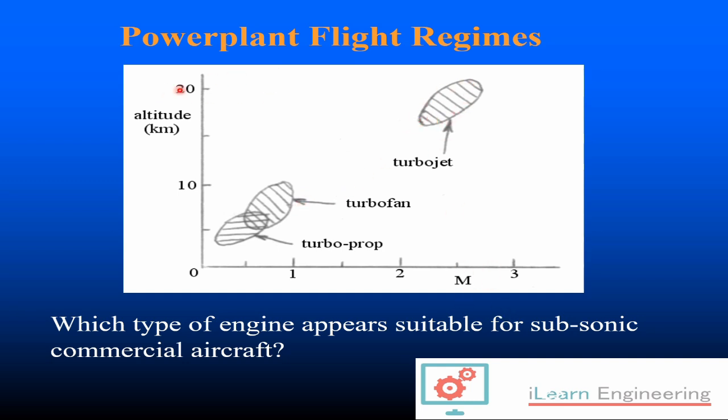So again, you'll find that for a Mach number of around 0.8, most aircraft tend to be turbofans. And so this prompts you to ask the question, what type of engine appears suitable for a subsonic commercial aircraft? Well, it looks to me like most of them are going to be using turbofans.